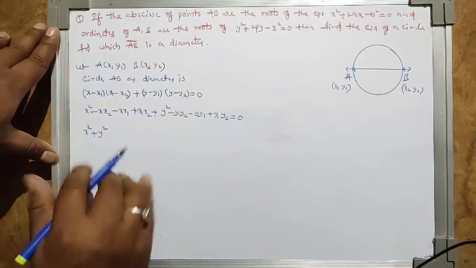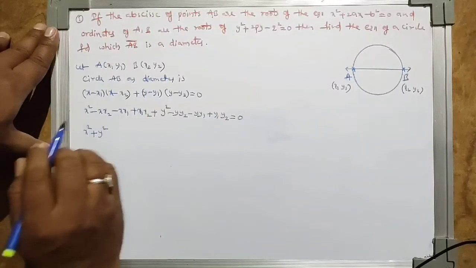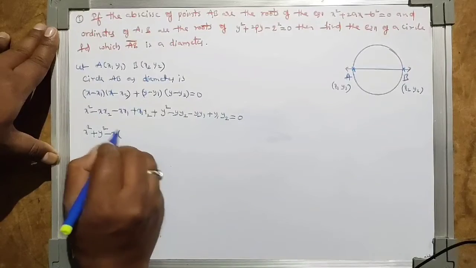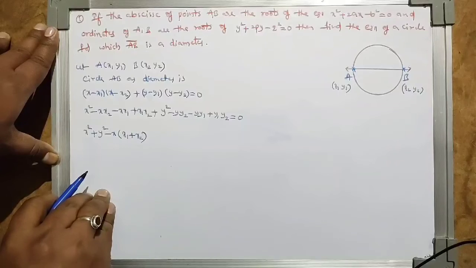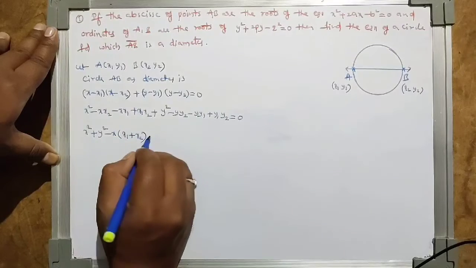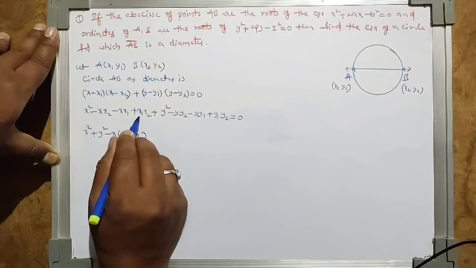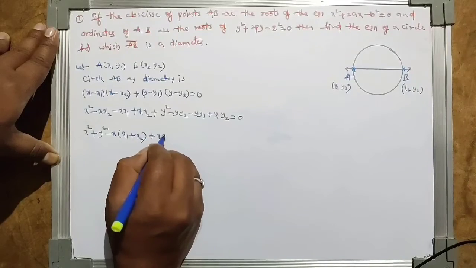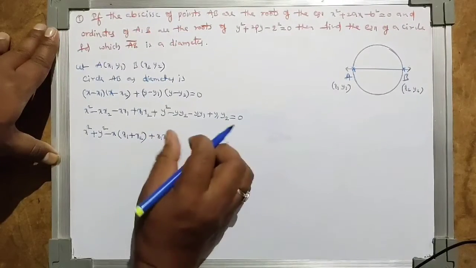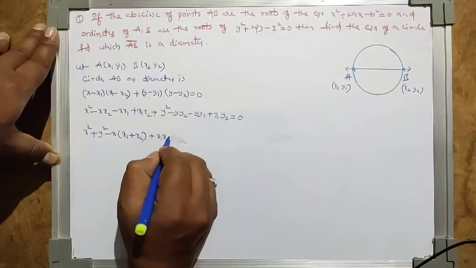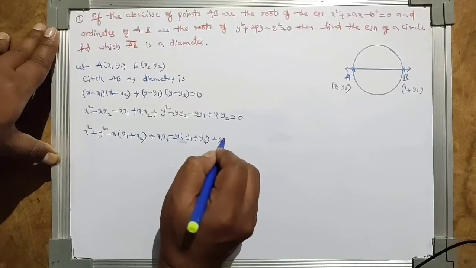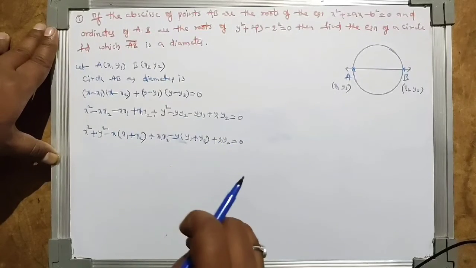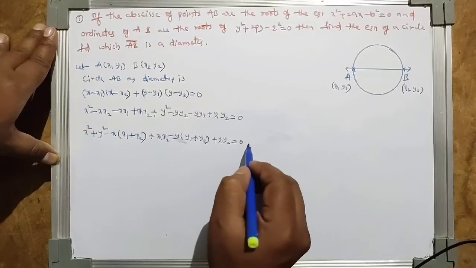For this purpose, in these two terms x is common, so take the minus x outside, then we get x1 plus x2. Then the x1 x2 term remains there. From the y terms take minus y common, we get minus y of y1 plus y2, then plus y1 y2 is equal to 0. Take this equation as equation 1.